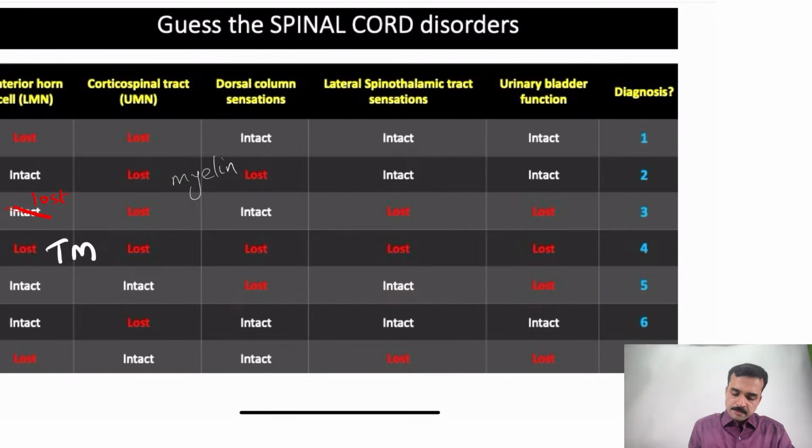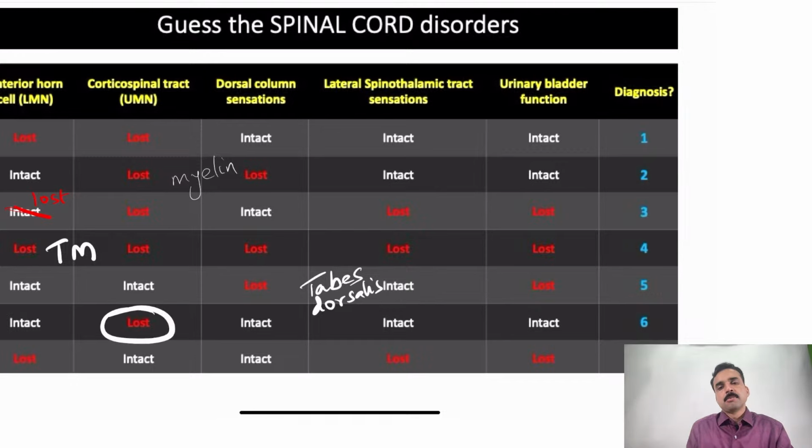This is what you get in tabes dorsalis. Tabes dorsalis, that is tertiary syphilis, neurosyphilis. Tabes dorsalis, as the name suggests, dorsalis. Dorsal column is the only thing that's lost, along with bladder sensations. The person will have a neurogenic bladder. Okay, and then what if only the corticospinal tract is lost, but all the other tracts are intact in the spinal cord?